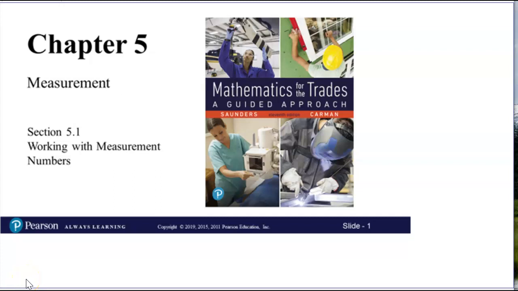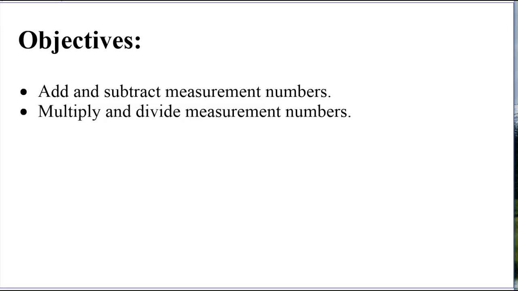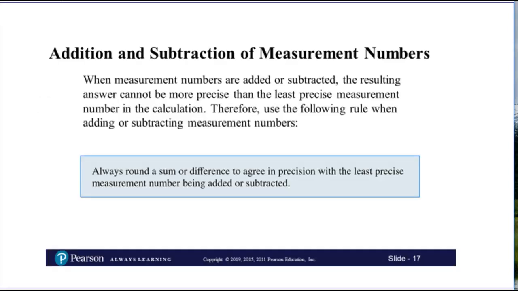Welcome to Chapter 5, Measurement, Section 5.1. This is the second part of this section, working with measurement numbers. We're going to look at the following objectives: how to add and subtract measurement numbers, and how to multiply and divide measurement numbers and their associated units. So we're going to be looking at numbers that we get after we measure things.